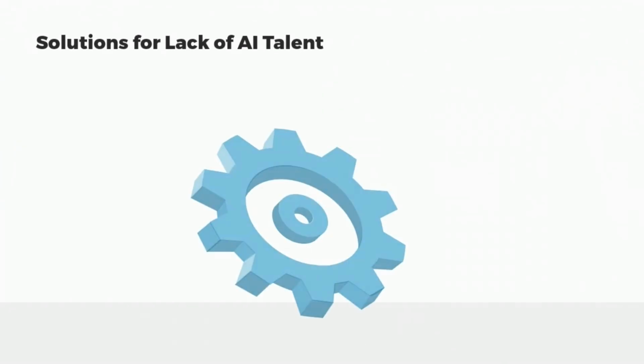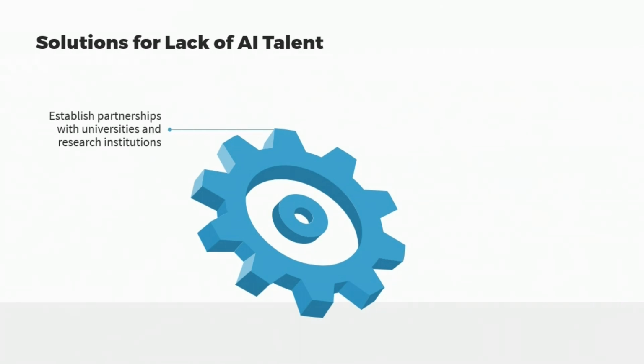Now, to address the lack of AI talent, organizations can implement strategies that are aimed at attracting, developing, and retaining skilled professionals in the field of AI. So, collaborating with universities and research institutions can enable organizations to access top tier talent, cutting edge research, and resources to support AI development and innovation. Recruiting recent graduates and researchers with expertise in AI allows organizations to tap into emerging talent and leverage the latest advancements in AI technology and methodologies.